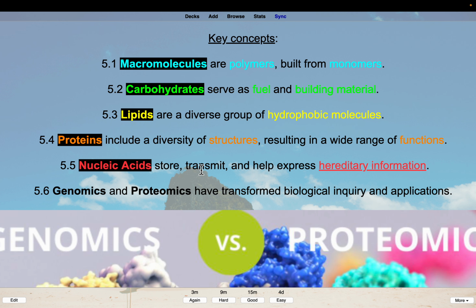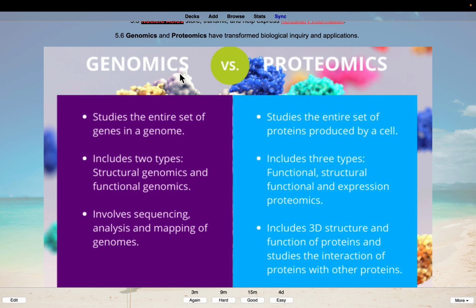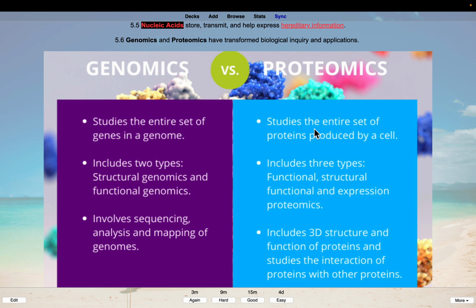We also have nucleic acids. They basically store and transmit and help express hereditary information. So anything genetic that is, we refer it to nucleic acids. Genomics and proteomics have transformed biological inquiry and application. So what is genomics? Basically studies the entire set of genes in a genome. On the contrary, proteomics basically studies the entire set of proteins produced by a cell.